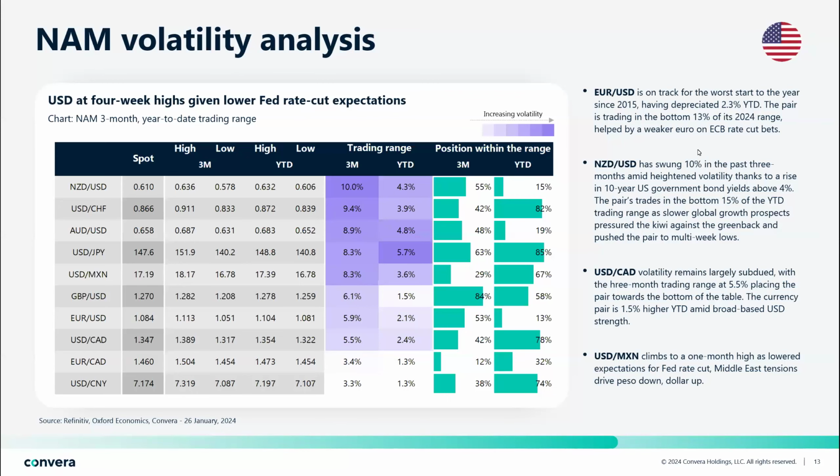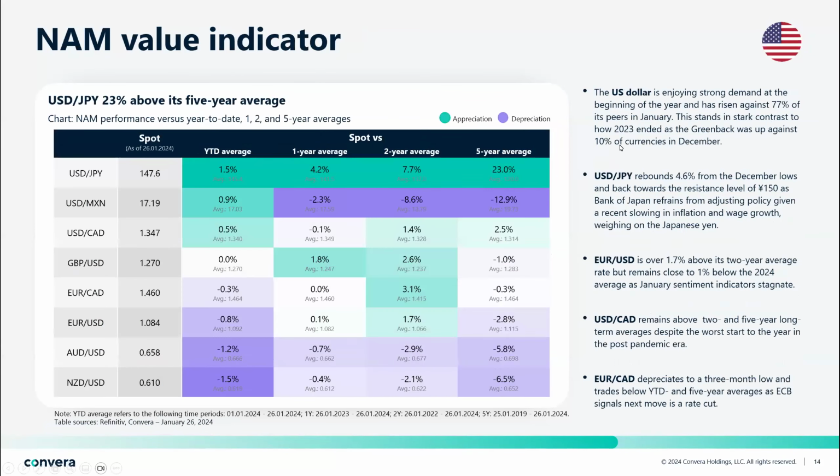So moving on to the next slide, I'd like to spend the next few minutes evaluating the relative positioning of the currency pairs to help gauge their fair value versus their respective short and long-term moving averages. And at a high level, as you can see from the table, the US dollar is enjoying strong demand at the beginning of 2024 and has appreciated against all the currencies displayed here on the screen.